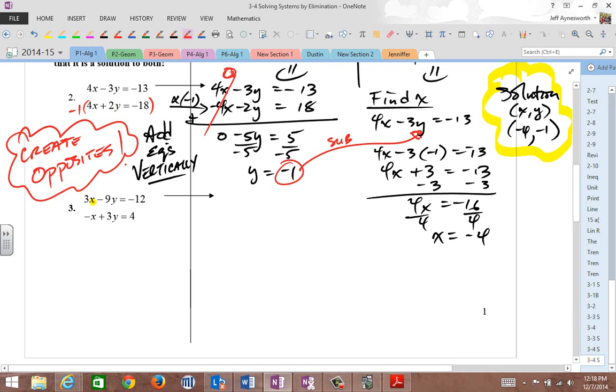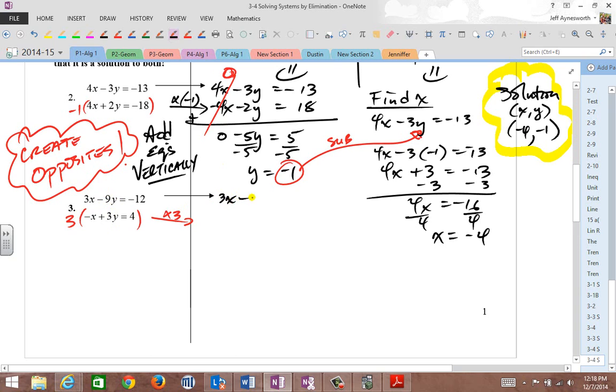Like in this next one here, the opposite of 3x is negative 3x. So if you want to eliminate the x's, you can multiply this one by 3. Same thing with the y values. I see negative 9y here. So if you want to eliminate the y's, I would multiply this second equation by 3 because the opposite of negative 9y is 3y. So let's multiply this one by 3 here.